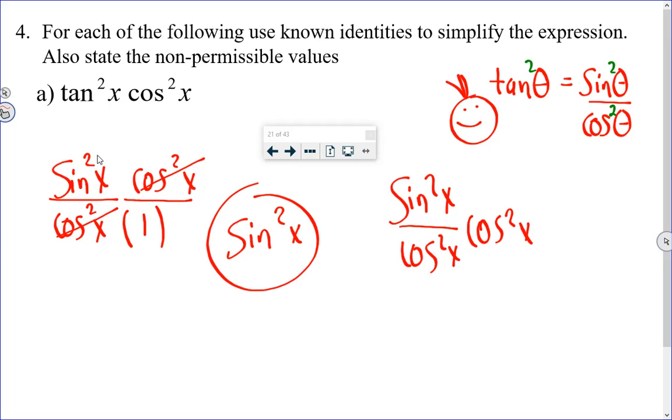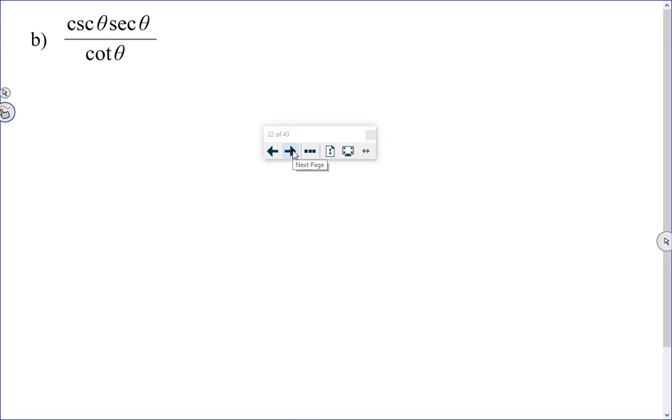so you're left with sine squared of x. I'll be honest with you, I really don't care about non-permissible values for any of the stuff today, okay? Let's not worry about that. It's going to eat up too much time.